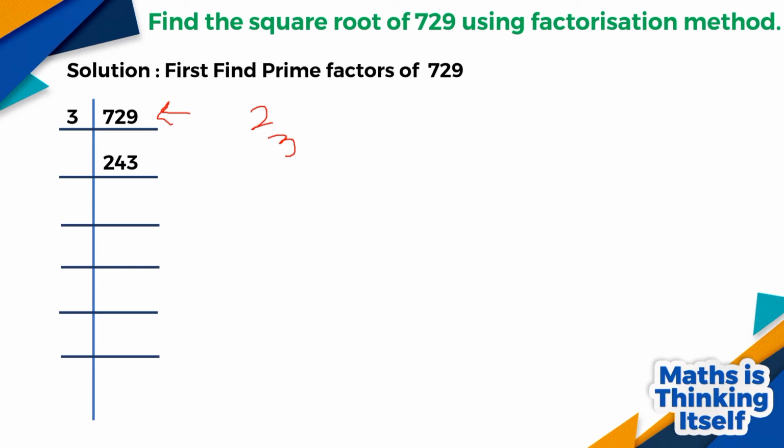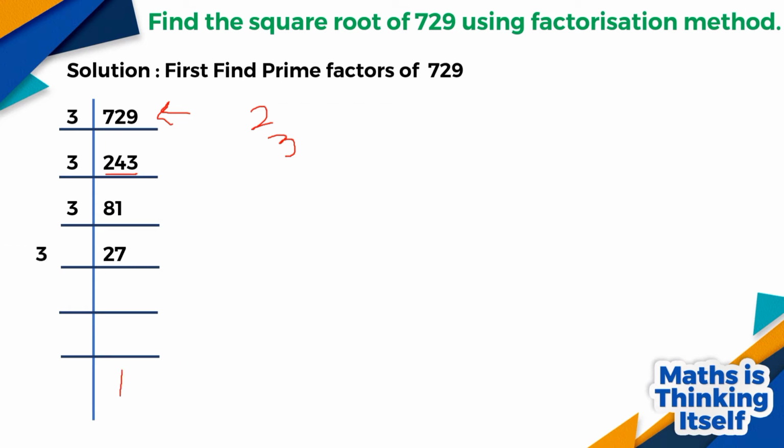Similarly, we can do the same steps again. We find the prime factor of 243 again. 243 is divisible by 3, so divide it and write the quotient below. 81 is divisible by 3, write the quotient below, 27. We do the process till we get a quotient of 1.